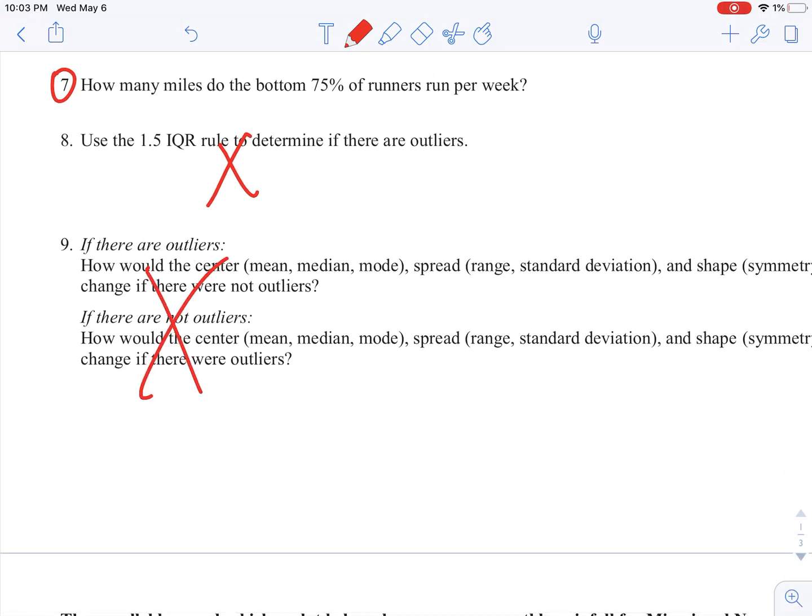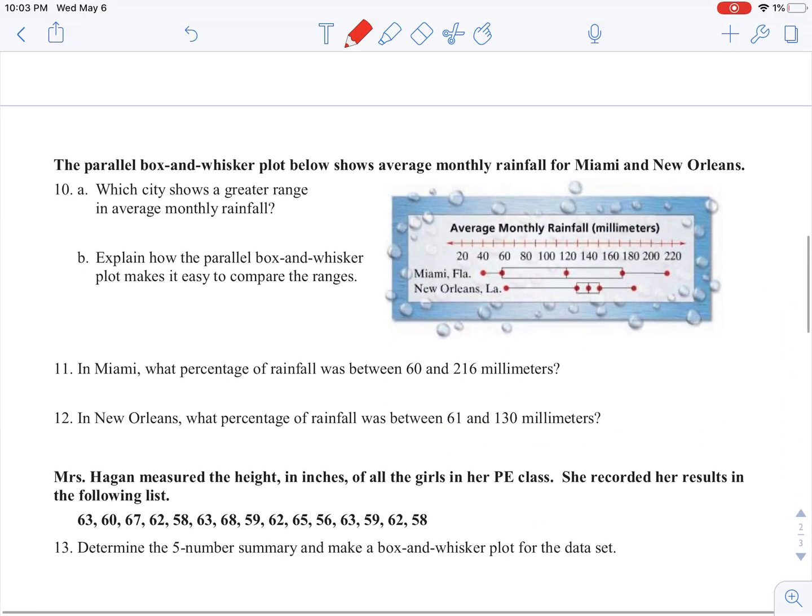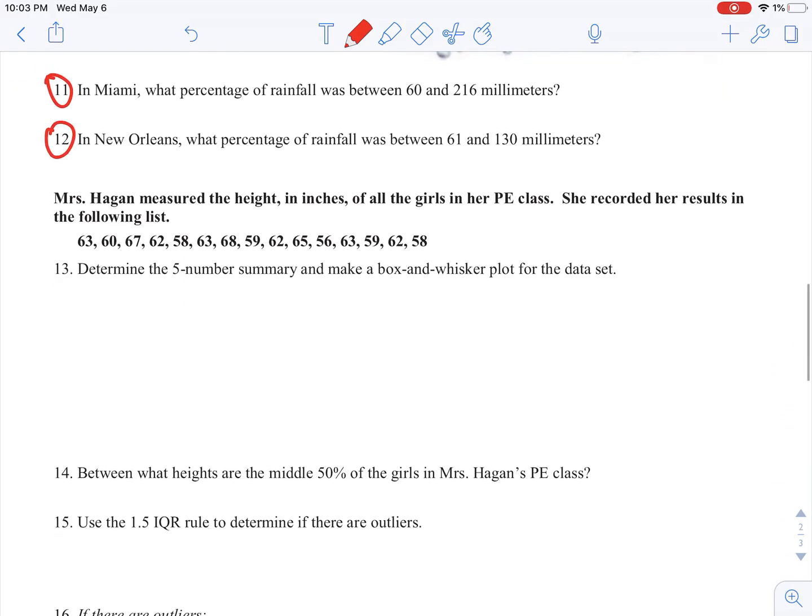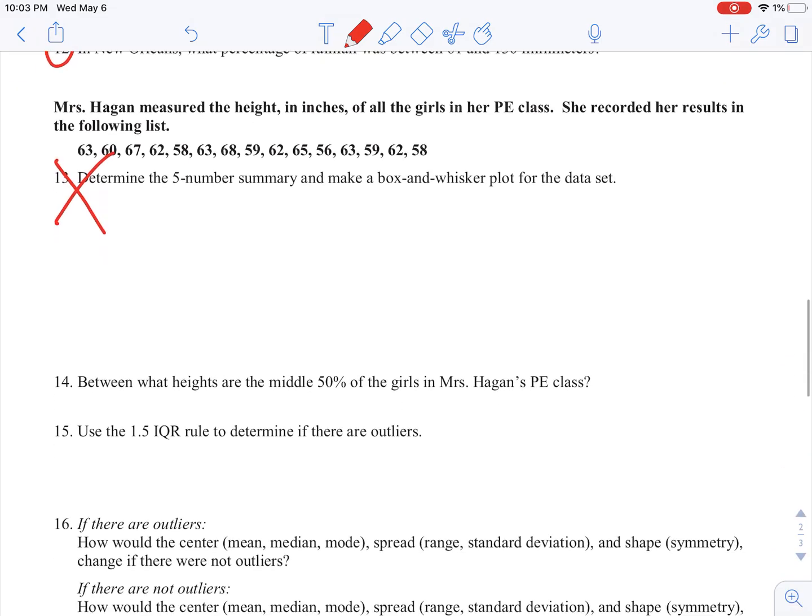Don't do number 9. Do 11 and 12. You don't have to do this one.